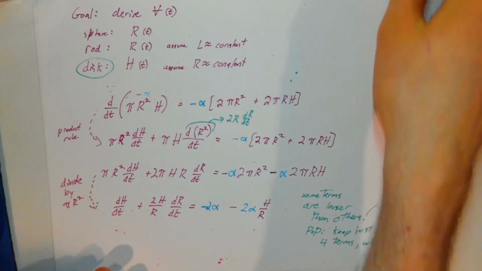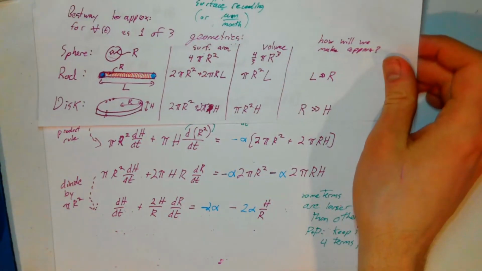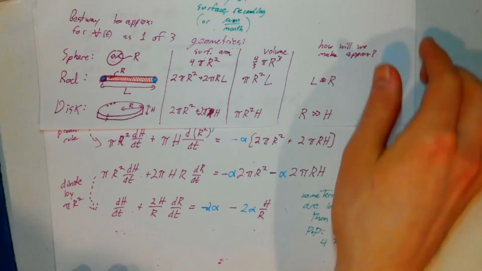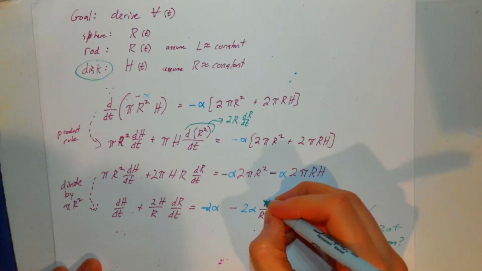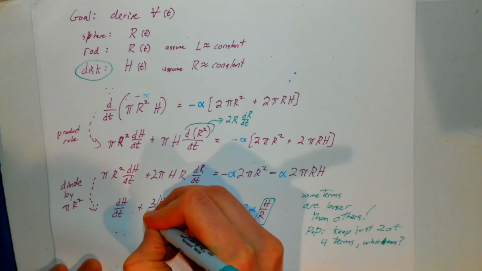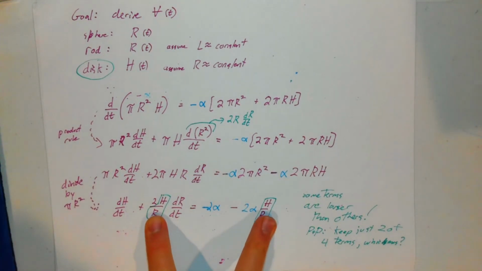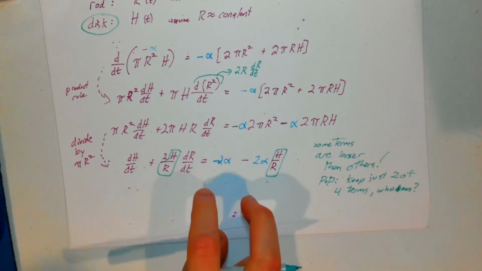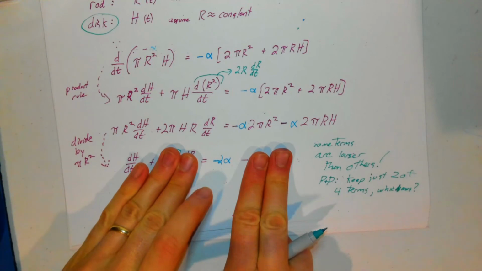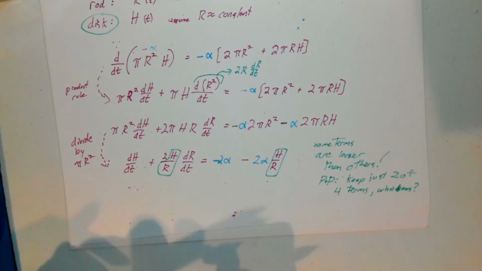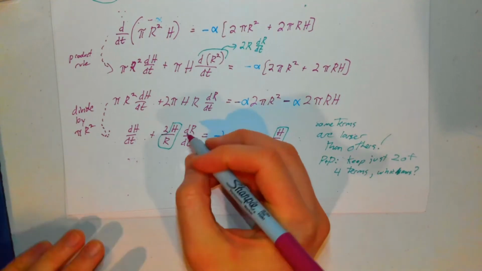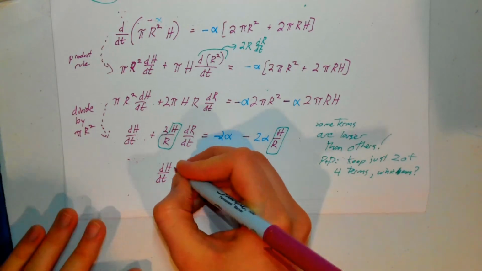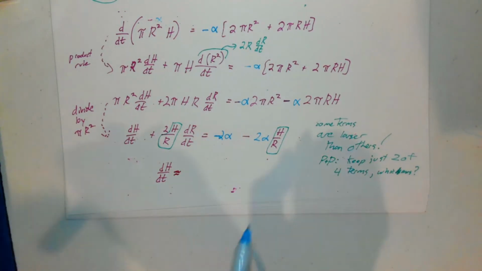Well, hopefully you've had a chance to pause and ponder. If you remember, for the disk, r is much, much bigger than h. So that means h over r is super small. So this and this, these are super small compared to 1, right? If h is much, much less than r, then basically these terms don't really have much of an effect in the overall equation. It's these terms that end up dominating. So what does this mean? This basically means dh dt is approximately equal to minus 2 alpha.